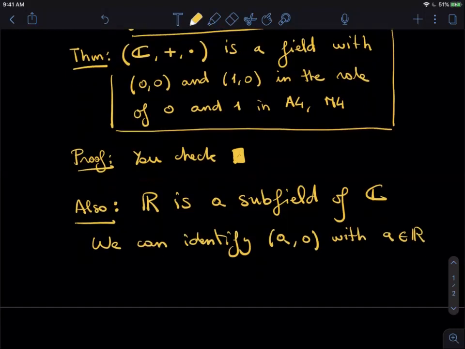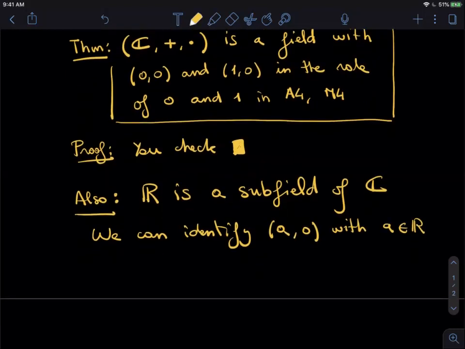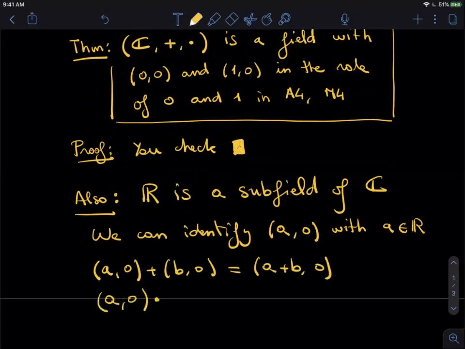After all, if we add two of these numbers, (a, 0) plus (b, 0), what we are going to get is (a plus b, 0). And with the product, it's the same. If we follow the definition, (a, 0) times (b, 0) turns out to be (ab, 0). And this is true for all a, b in R.